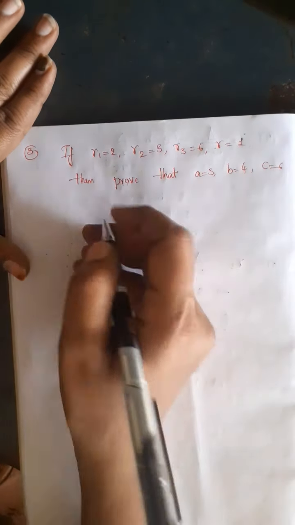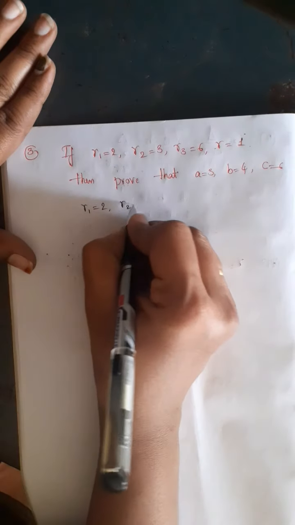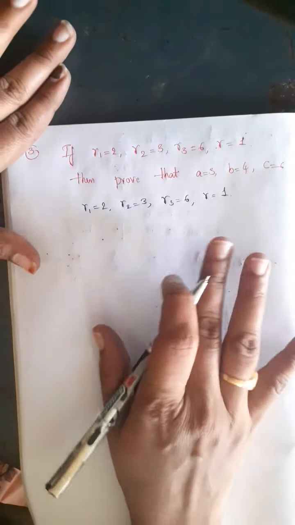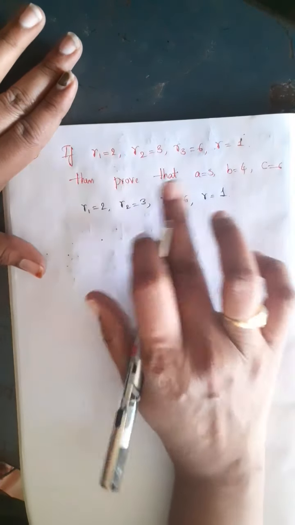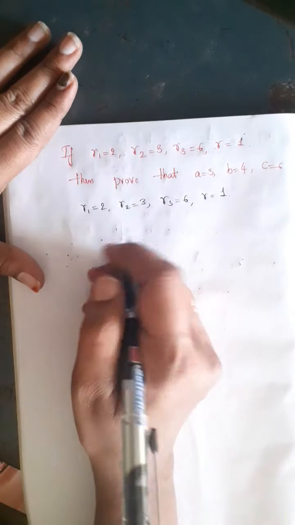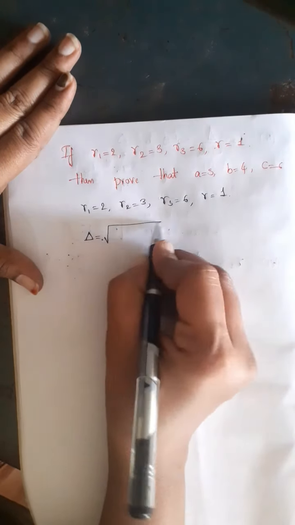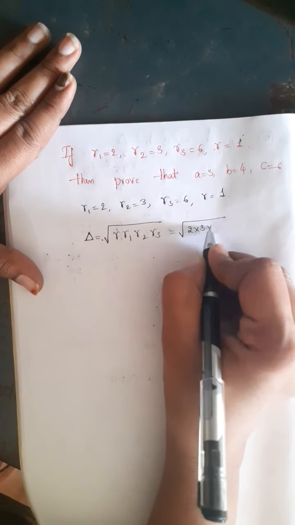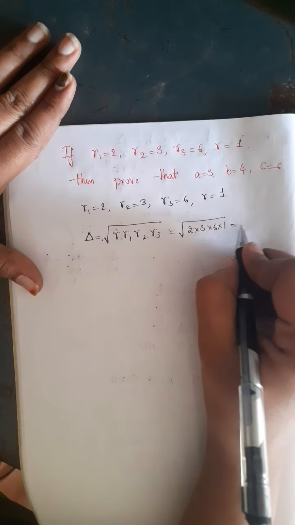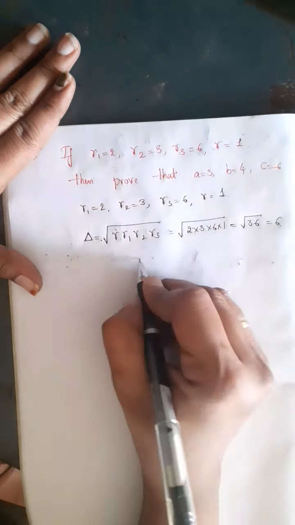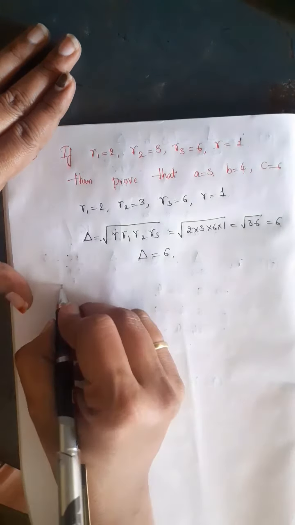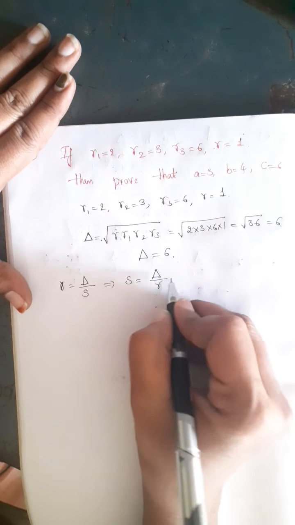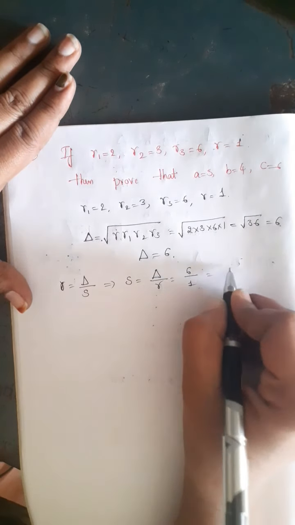This is also the same question. See here, R1 is given, R2 is given, R3 is given, R is also given here. From the previous questions, the difference in this question is R is given. We have to show the A value, B value, C value. So directly you find delta. Delta is equal to, what is the formula? R into R1 into R2 into R3. So 2 into 3 into 6 into 1. Nothing but 6 into 6 you can observe here. This is root 36, that is 6. So you got delta value. So R is equal to delta by S you use. You can find S value. S is delta by R. Delta is 6, R value is 1. So S value is 6.